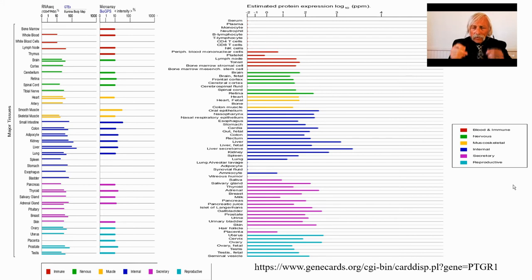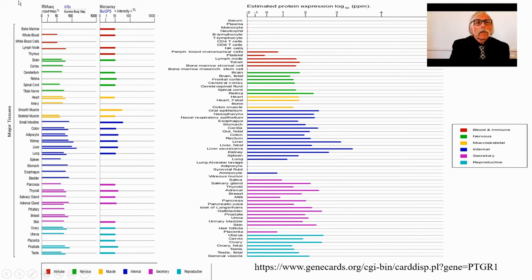From this GeneCards site, I was able to look at where this PTGR1 is expressed normally. You can see it's bone marrow, white blood cells, in the brain, the small intestine, various other organs, spleen, stomach, esophagus, bladder, pancreas. It's in the salivary gland. It's also in the skin, and it's also in a lot of reproductive tissues: ovary, uterus, placenta, prostate, and testes.